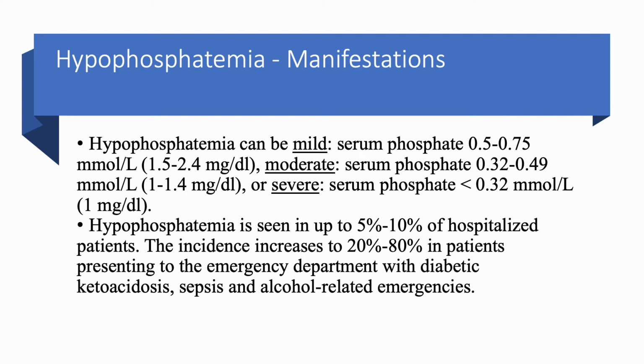Now, in hospitalized patients, we see a lot of hypophosphatemia. 5 to 10% maybe of hospitalized patients have hypophosphatemia. But if you take patients coming to the emergency room with DKA, sepsis, alcoholism, then the incidence can go up to 20 to 80%. So in those patients, you really must order serum phosphate level.